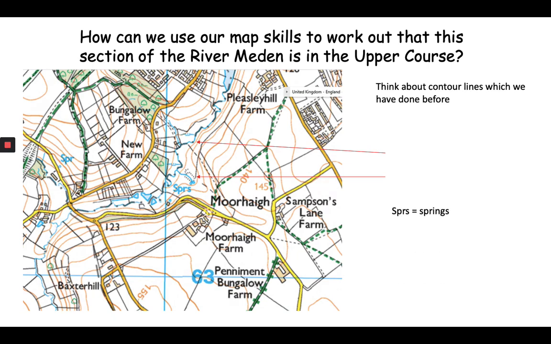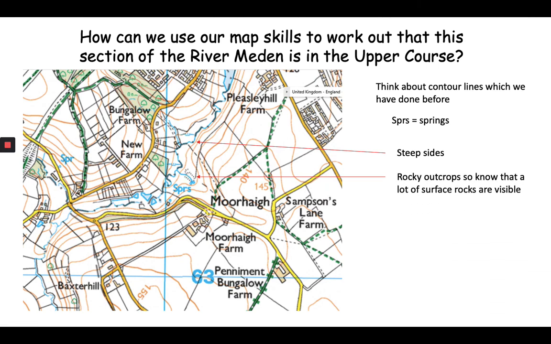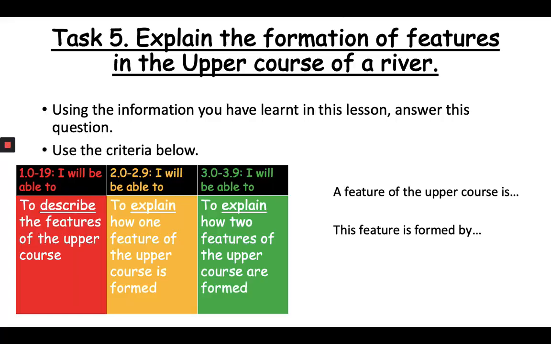Okay, so I mentioned the contour lines, but firstly, as I mentioned previously in the lesson, SPRS stands for springs, and that's usually where the source of a river comes from. It's springs, so it comes from underground, and it will usually start the river off. That's what we mean by the source. We also have steep sides, and the way I know that is because I'm looking at these contour lines here, and they're closer together. So if they're closer together, it's steeper. And there are also some rocky outcrops, so we know that a lot of surface rocks are visible. So I would say that this is the upper course based on that information.